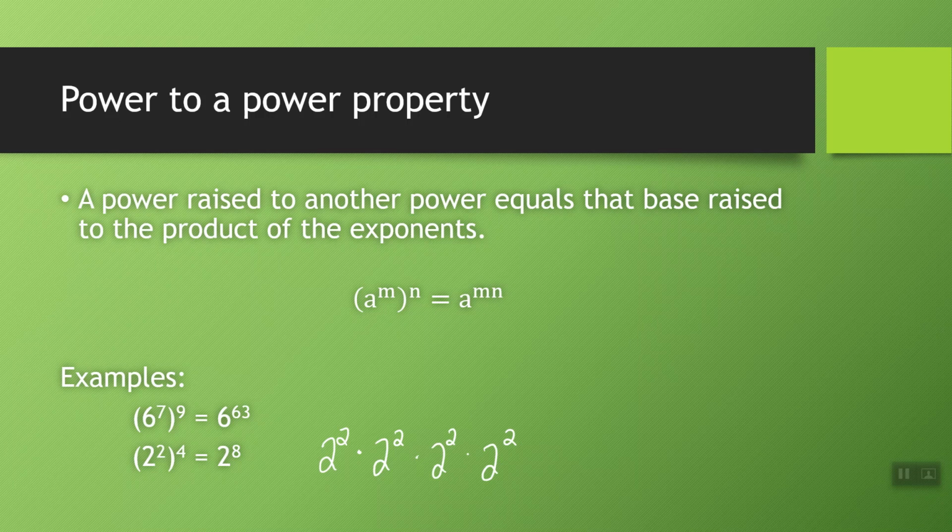So that's 2 squared times itself 4 times. But each of those 2 squareds is 2 2's. So it's 2 times 2 times 2 times 2 times 2 times 2 times 2 times 2. So then you can see how we get 2 to the 8th power.